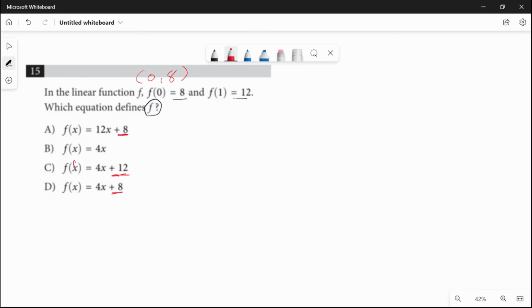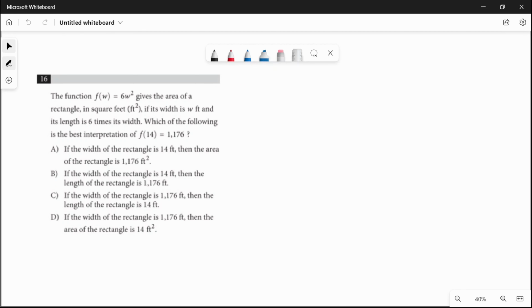Therefore, we will cancel choice C because it has a y-intercept equal to 12, and choice B because it has a y-intercept equal to 0. You are given another point, and you should notice that when we increase the value of x by 1, the value of y increases by 4. So the slope of this function is equal to 4, and the slope corresponds to the x values in the linear function. Therefore, the answer is choice D, because in choice A we have a slope which is equal to 12.